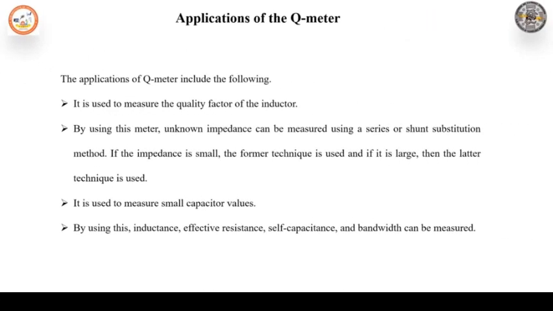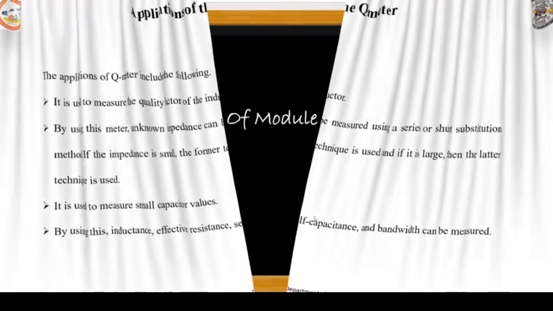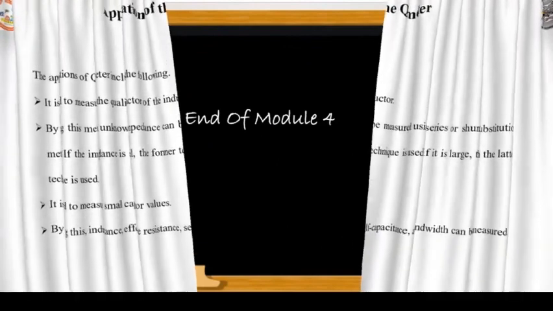Now, the various applications of the Q meter: it is used to measure the quality factor of the inductor. By using this meter, unknown impedance can be measured using a series or shunt substitution method. If the impedance is small, the former technique is used, and if it is large, the latter technique is used. It is used to measure small capacitor values also. And by using this Q meter, inductance, effective resistance, self-capacitance, and bandwidth can also be measured. So this completes the Q meter discussion.